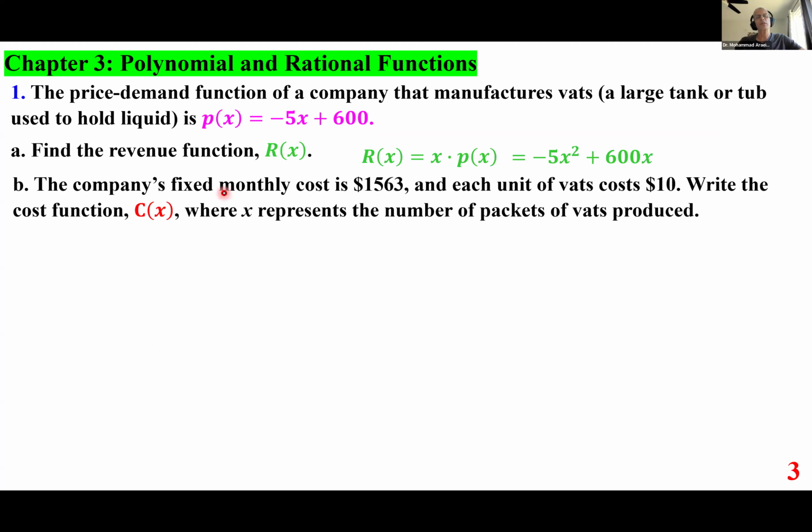The company's fixed monthly cost is $1,563, and each unit of vats costs $10. Write the cost function C of x, where x represents the number of vats produced. Well, there is a fixed cost and $10 per unit, so 10 times x plus 1563.